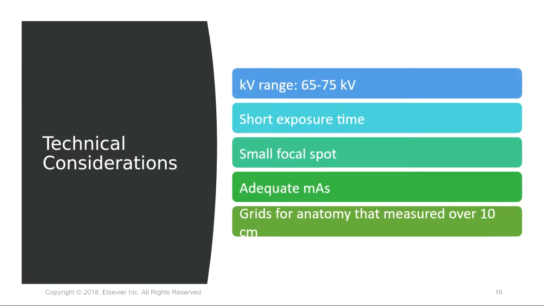As far as technical considerations, our kVp range is 65 to 75 kVp. We always want a short exposure time if possible. Small focal spot so we get the most amount of spatial resolution that we can. You want to have adequate mass, and we're only going to use a grid for any anatomy that measures over 10 centimeters, which is equivalent to approximately 4 inches.